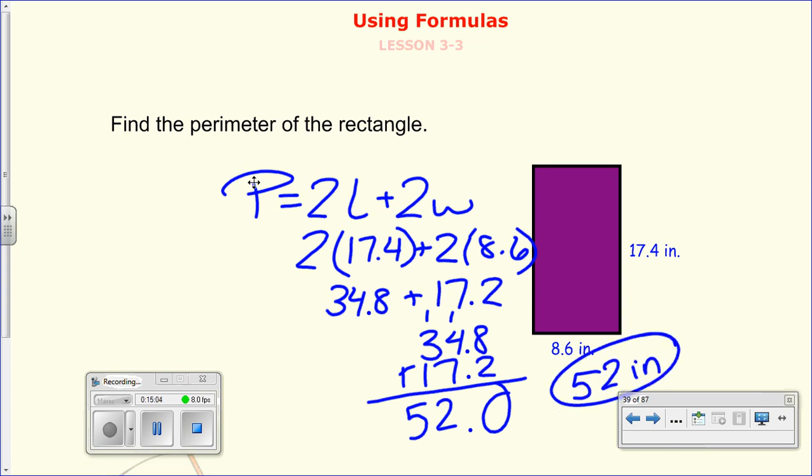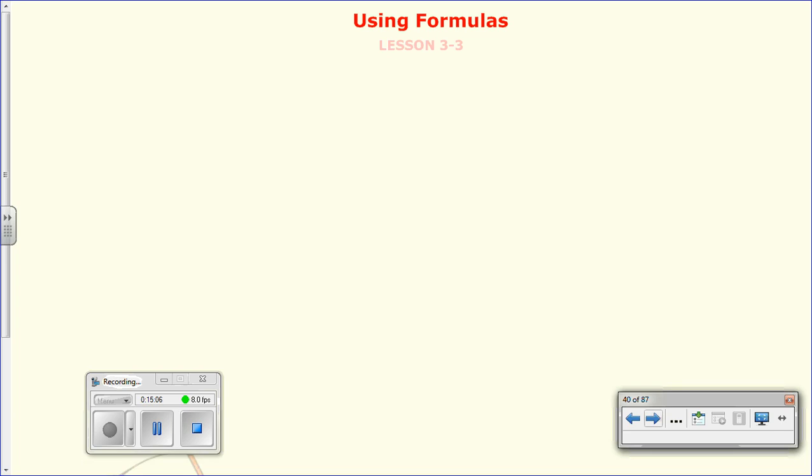All right. So that is your lesson for tonight. Tonight we looked at how to use those 3 different formulas.